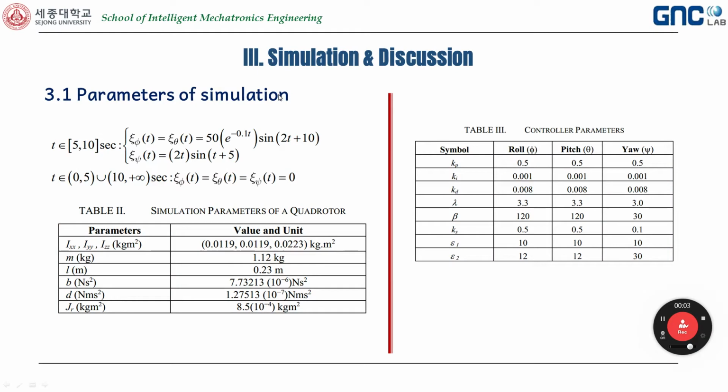In part 3, I'm going to talk to you about the simulation and discussion. First, the parameters of the simulation. When t is between 5 and 10 seconds, the external disturbance affecting the attitude subsystem follows this formula. When t is smaller than 5 seconds or larger than 10 seconds, the external disturbance is equal to 0. This is the parameters of the quadcopter UAV, and this is the controller parameters.